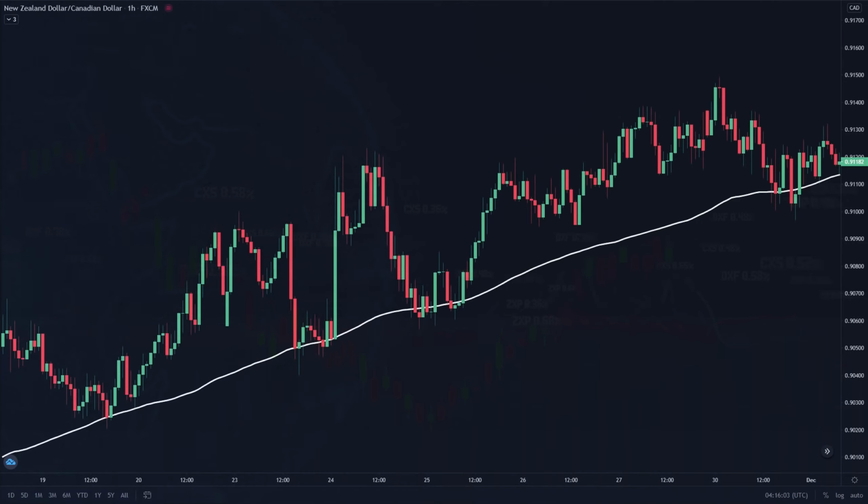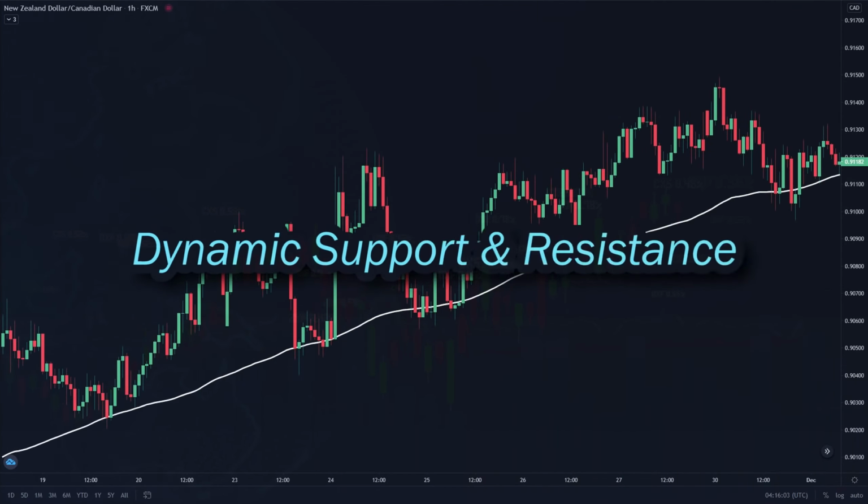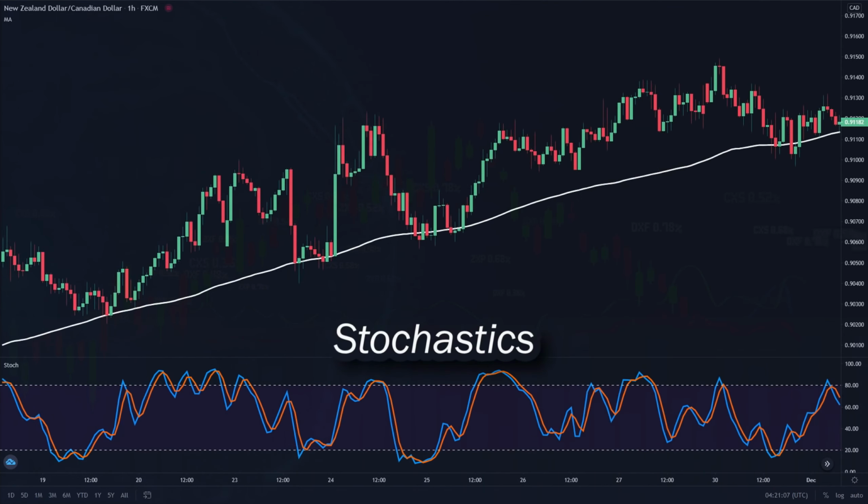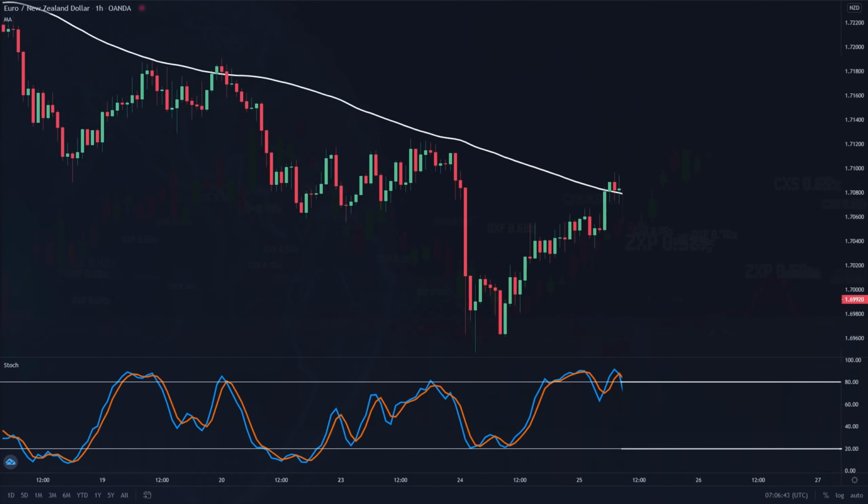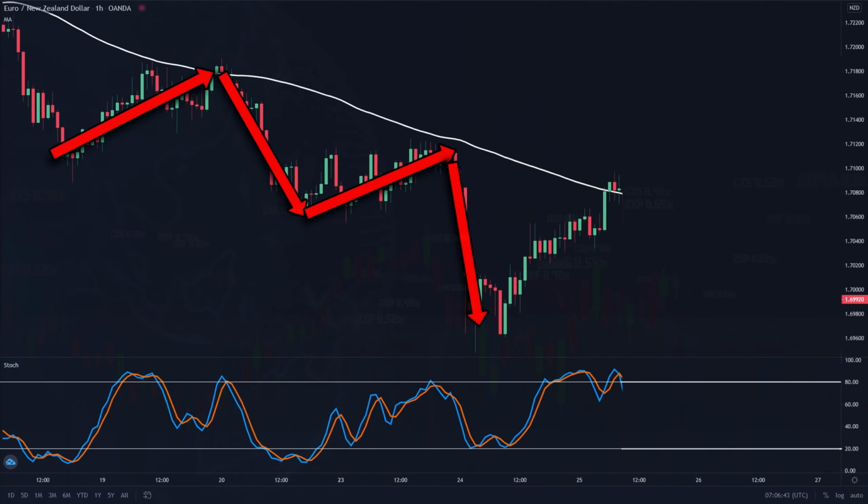Another way of using the moving average is by trading it like support and resistance. And another indicator that is perfect for the strategy is the stochastics. So here's an example on how the strategy works. In this chart, we can see that the price went up to this level, hit and reverses downwards. This happened multiple times, which further confirms that the moving average is acting as a resistance.